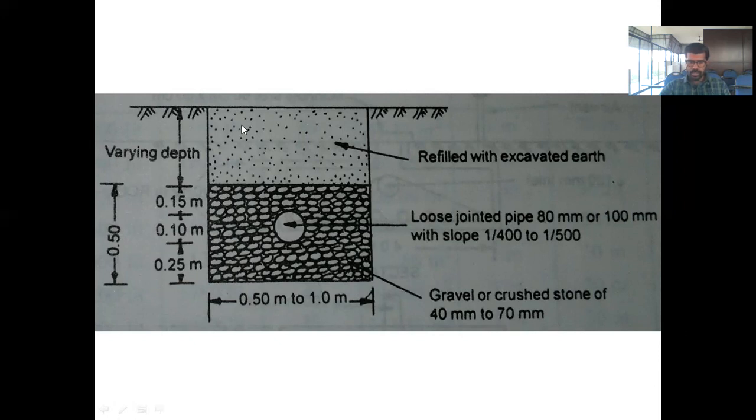Okay, this is a section of the trench, and you can see here this depth will be varying, according to the slope. Okay, refilled with excavated earth. This will be filled with mud.